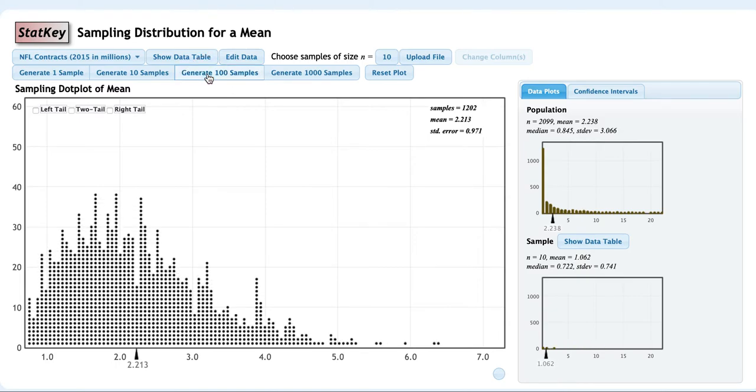So this is lots of samples of size 10. Notice the data only goes from about 0 to 5 now, or 6. So sample means will have less variation. The average will never be 20. Even though one person might make 20 million, the average is probably going to be closer in the 5 to 10 range, or maybe even less than 5. So this is size 10.